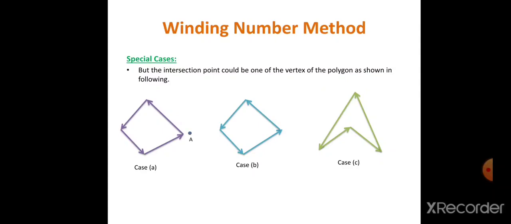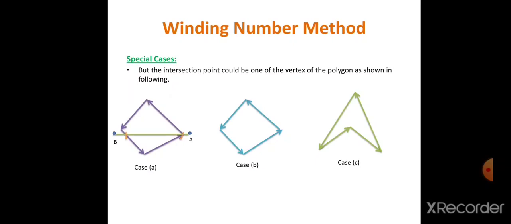So, in case number 1, this is my point in question, and I have taken one point which is outside. Then I will draw a line between these two points. You can see here that one intersection point is a vertex of the polygon and the other is intersecting an edge, right.